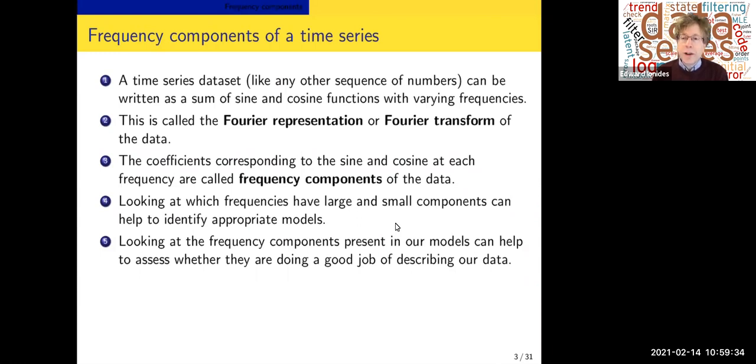Now, it turns out that with time series data, for reasons that we'll be discussing, this sine and cosine representation has some really useful properties. Looking at which frequencies have large and small components can help identify appropriate models. Sometimes it's helpful to think of sound, right? You can think of sound as just a time series of amplitudes, but it's very natural to think of sound in terms of frequency components.